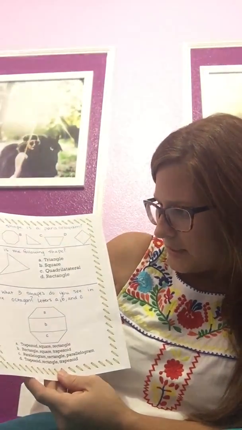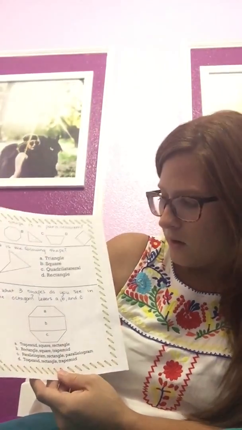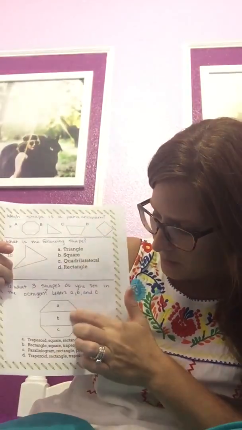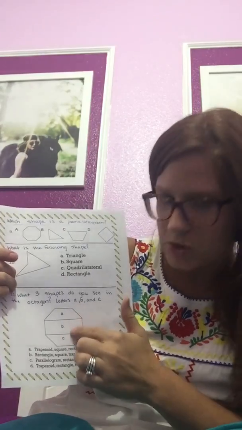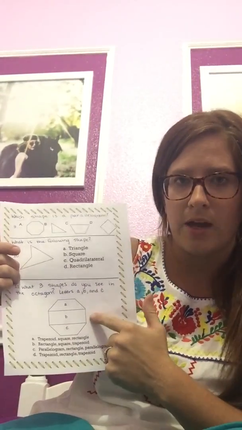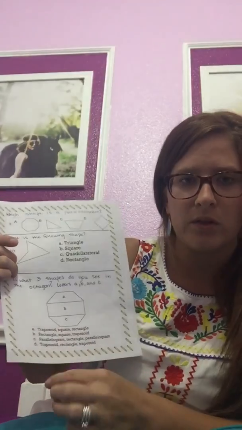What 3 shapes do you see in the octagon? And it shows A, B, and C. So there are 3 different shapes inside this one shape, and they have to figure out which one that is.